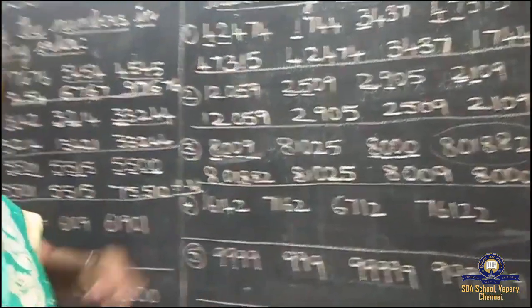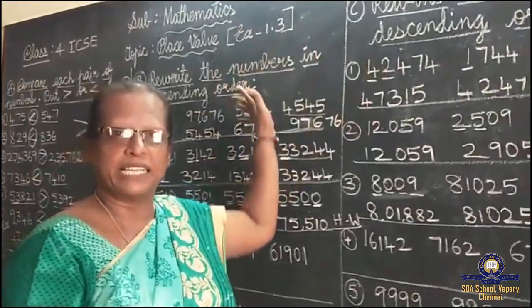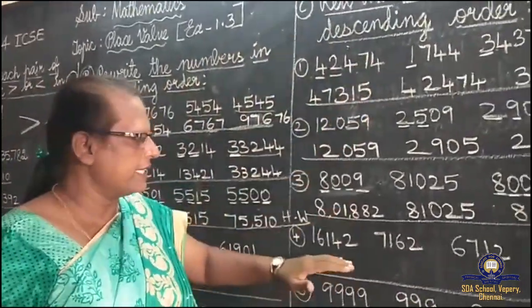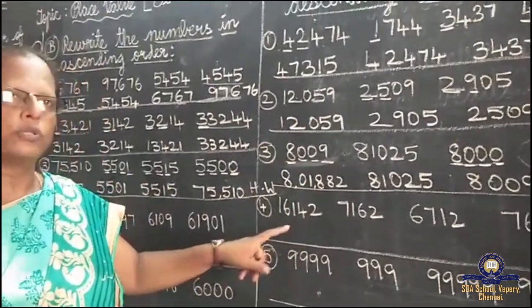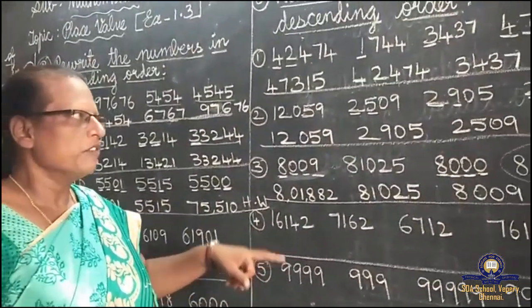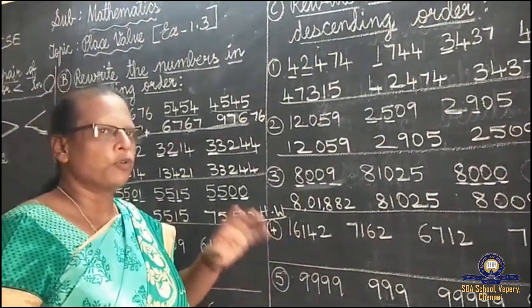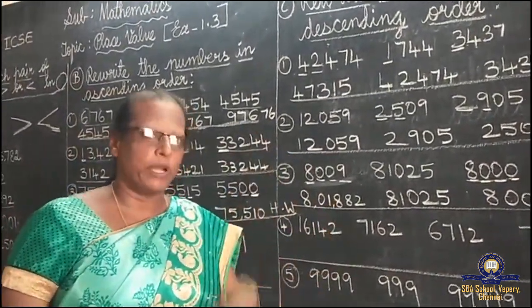Okay, children, you have understood. You know the difference between ascending and descending order, children. And see, in descending also I gave 2 sums for homework. Okay, children, we see the next exercise. Today I am going to take 1.3 and 1.4 also.